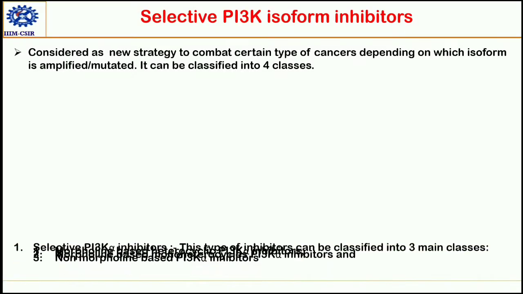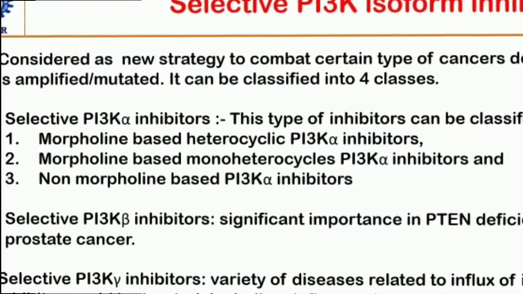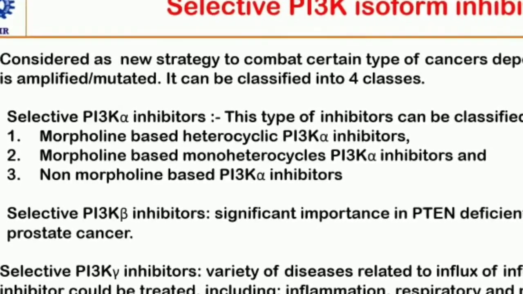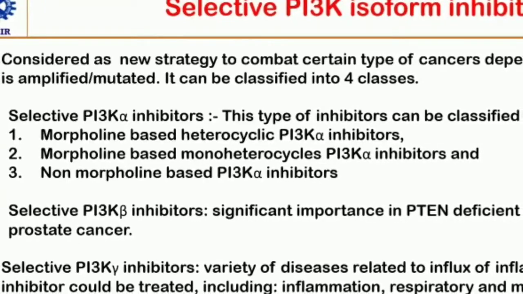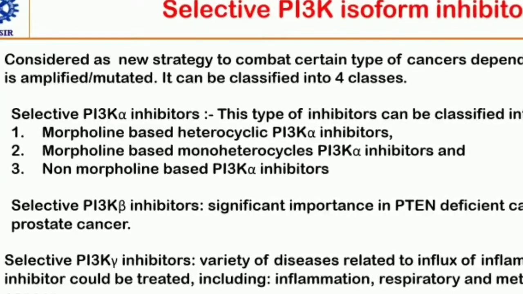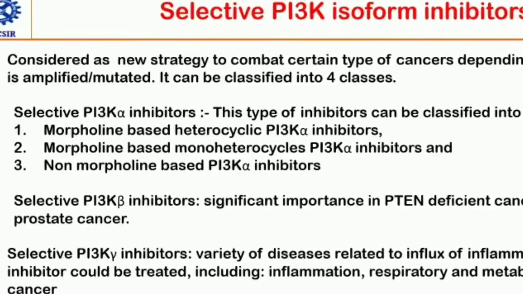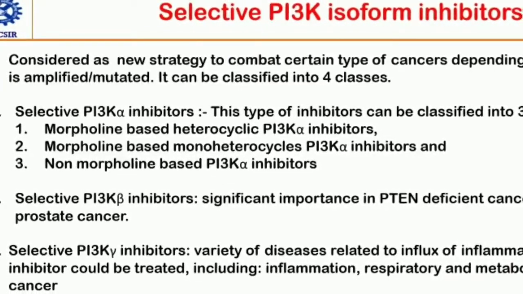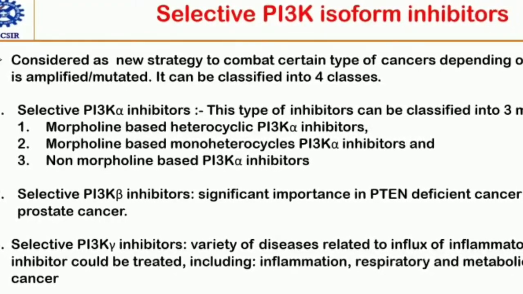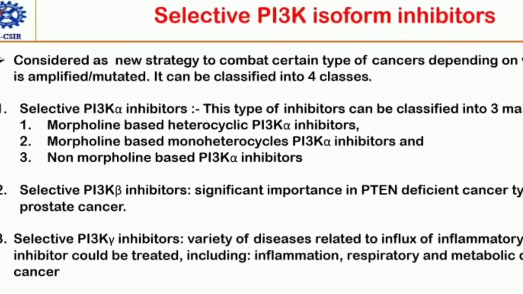First is selective PI3 kinase alpha inhibitors. This type of inhibitors can be classified into three main subclasses, which are morpholine-based heterocyclic PI3 kinase alpha inhibitors, morpholine-based monoheterocycles PI3 kinase alpha inhibitors, and non-morpholine based PI3 kinase alpha inhibitors. The second is selective PI3 kinase beta inhibitors. They have significant importance in PTEN deficient cancer types, especially in prostate cancer.